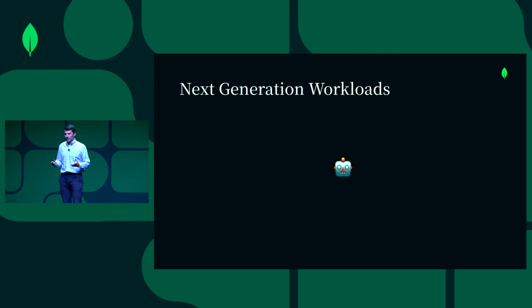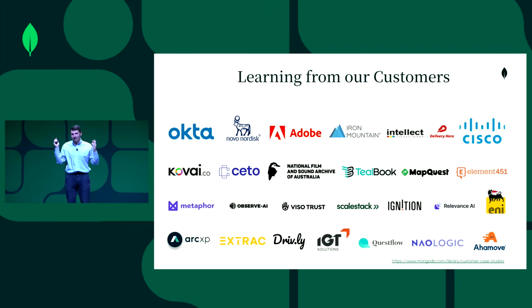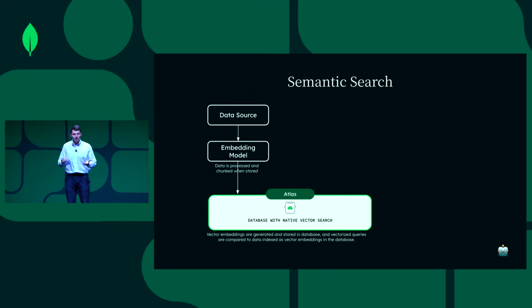Next generation workloads. I put a robot emoji because I think that is people's first thought when they think of building vector search systems: working with AI. But we've learned that actually this looks like a lot of different things. We have tens of thousands of customers using the service at this point, and lots of different types of use cases have emerged. You have things that you might expect to see.